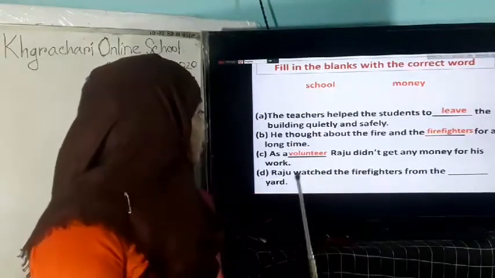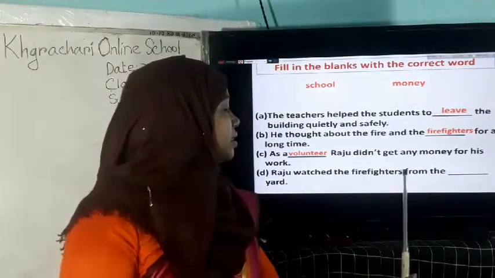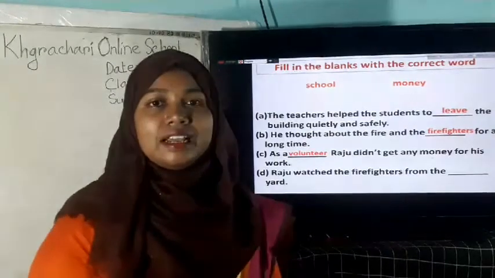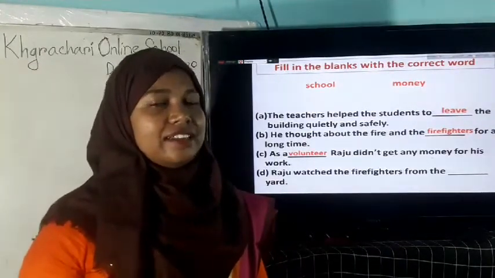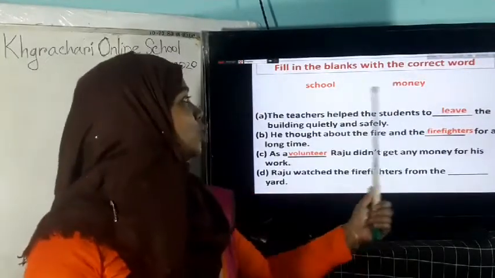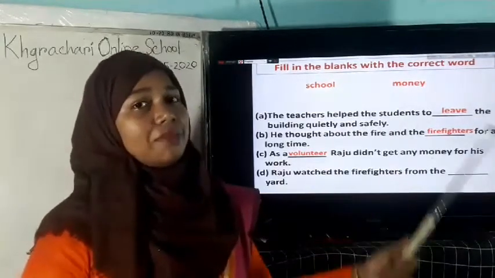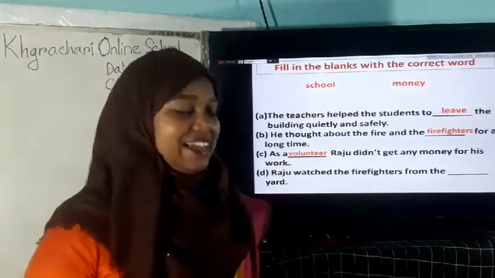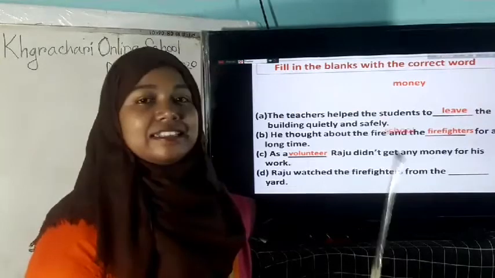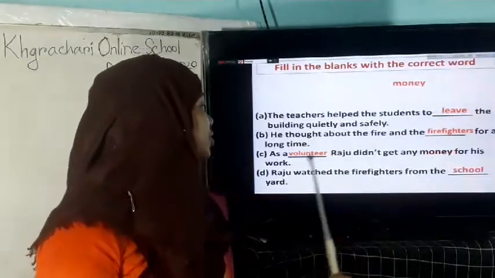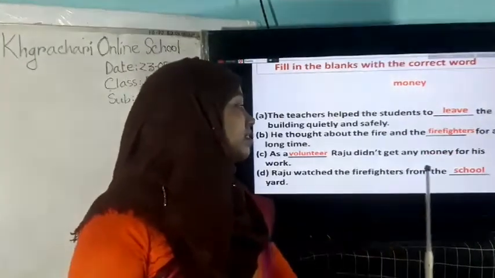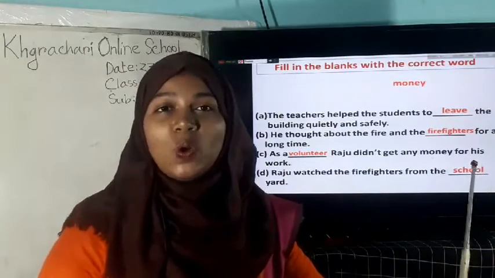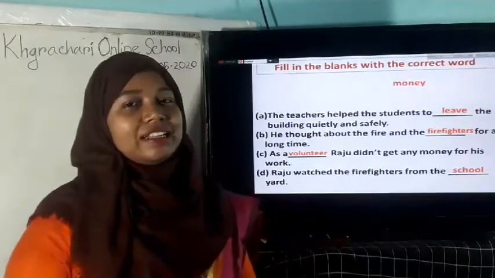Now last, number D. Raju watched the firefighters from the dash yard. From the dash yard, dear student, there are 2 options. Is it school or money? I think you can answer, and it's school. Raju watched the firefighters from the schoolyard.